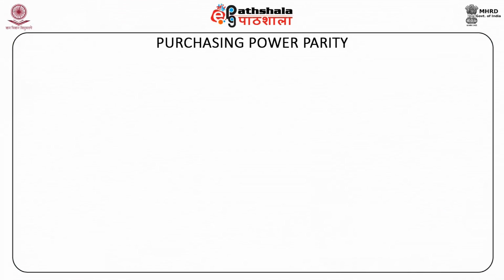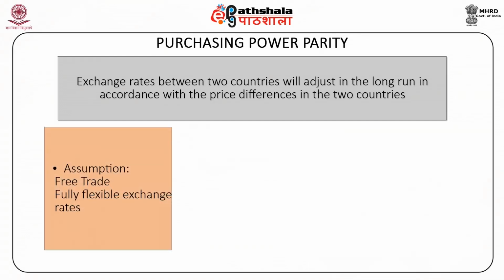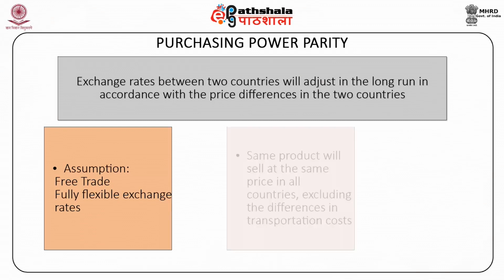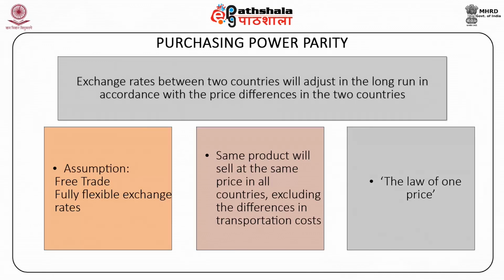Let us now understand the concept of purchasing power parity theory. The theory of purchasing power parity (PPP) predicts that the exchange rates between two countries will adjust in the long run in accordance with the price differences in the two countries. This is based on the assumption of free trade and fully flexible exchange rates. In simple terms, it states that the same product will sell at the same price in all countries, excluding the differences in transportation costs. Accordingly, this theory is also referred to as the law of one price.